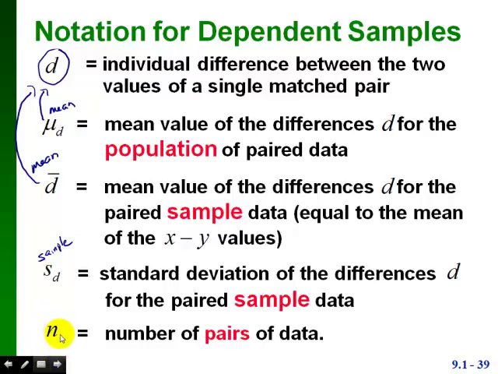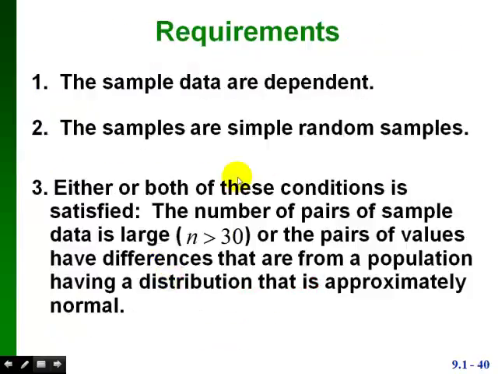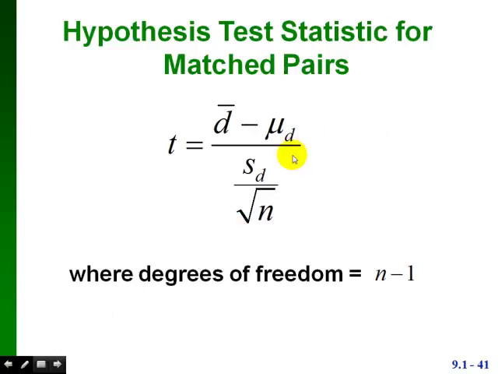And n is the sample size, so it's the number of pairs of data that we have. So the requirements here are that the sample data have to be dependent, and that we have simple random samples, and either we had a normally distributed population in the first place, or that we've got at least 30 for our sample size.